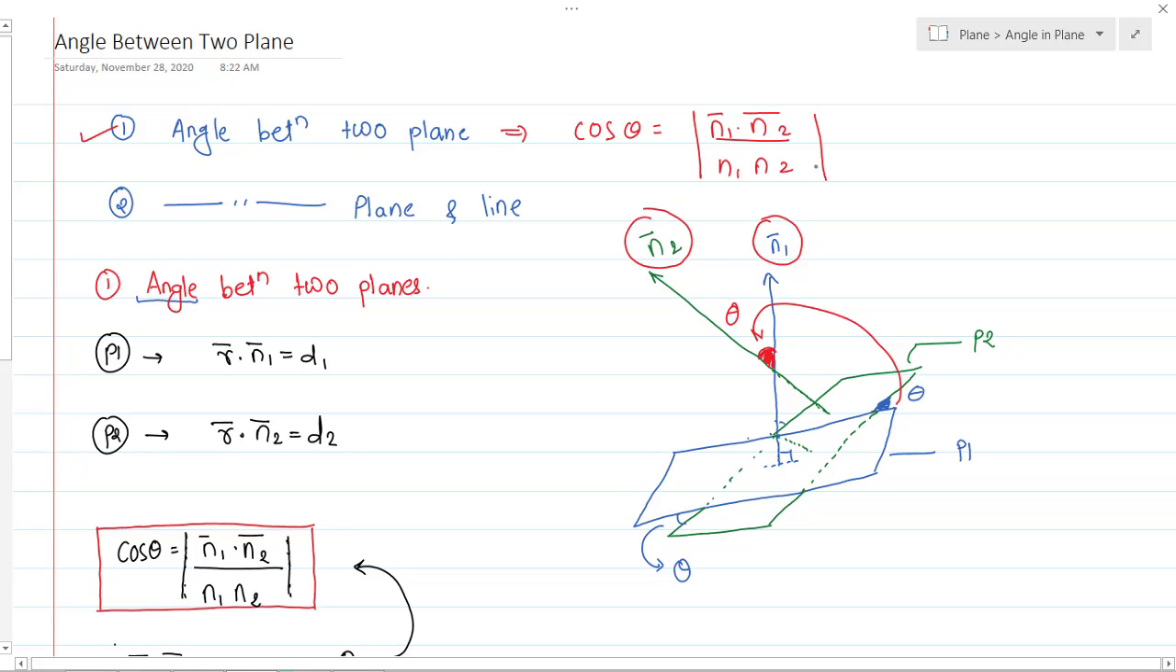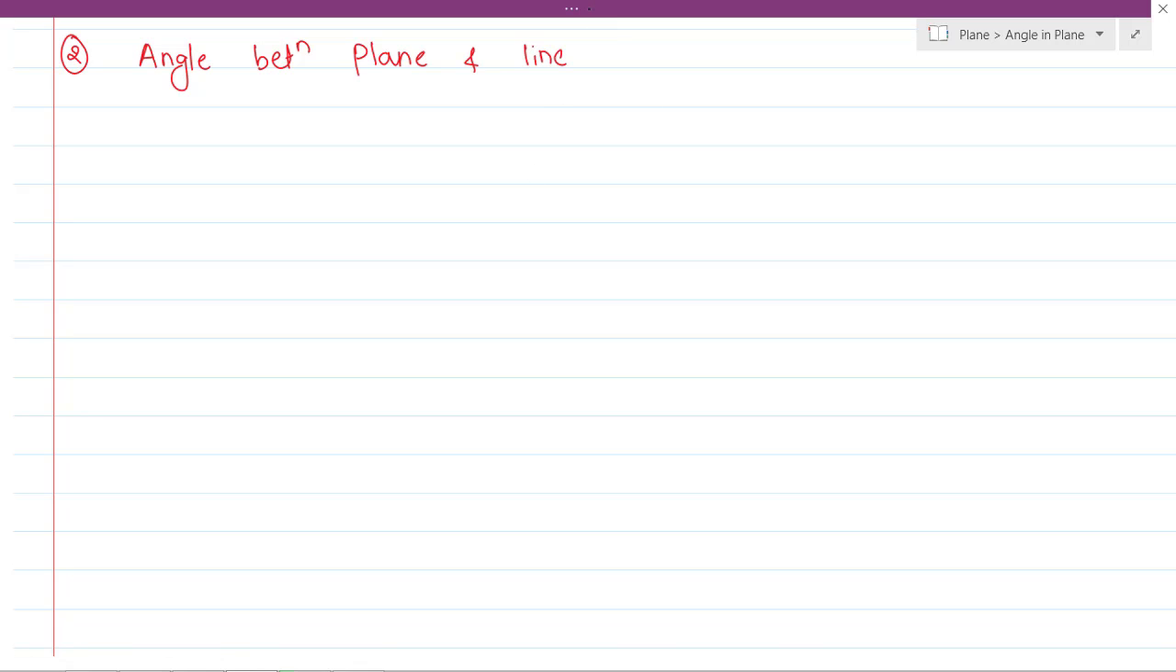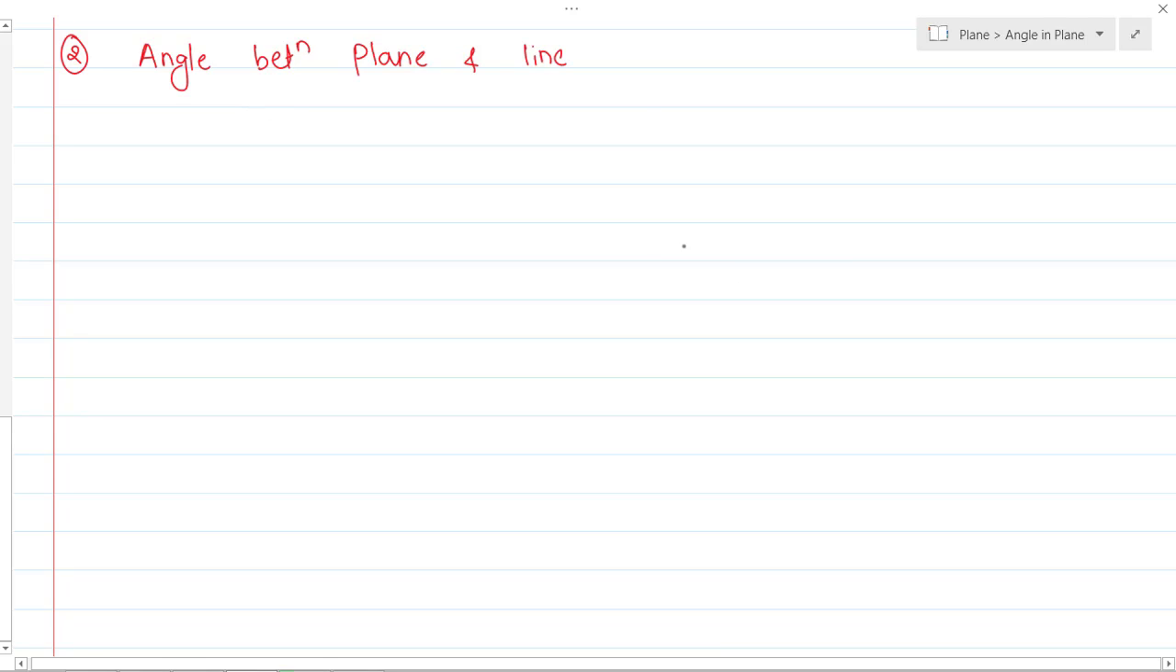Now let's see how we can find the angle between the plane and the given line. So let's start the second part of this video: angle between plane and line. First let me draw a figure for you so that it will be easy to understand. Let's have this plane, we have only one plane, and suppose there is one line which is like this. This is the line and this is the plane.